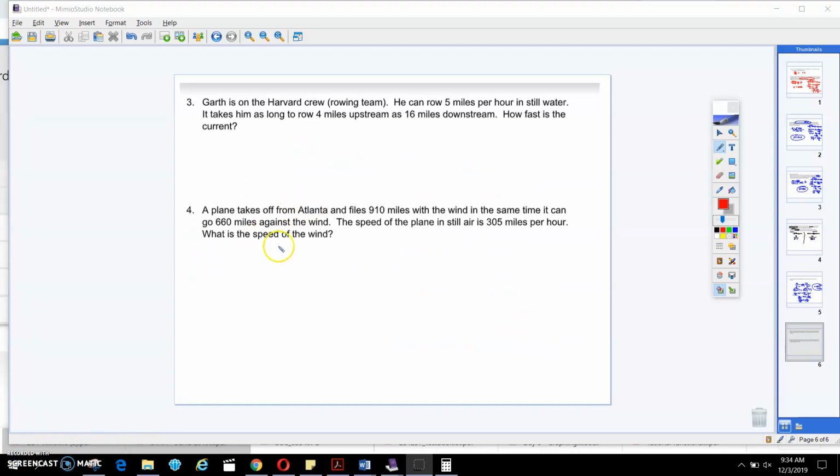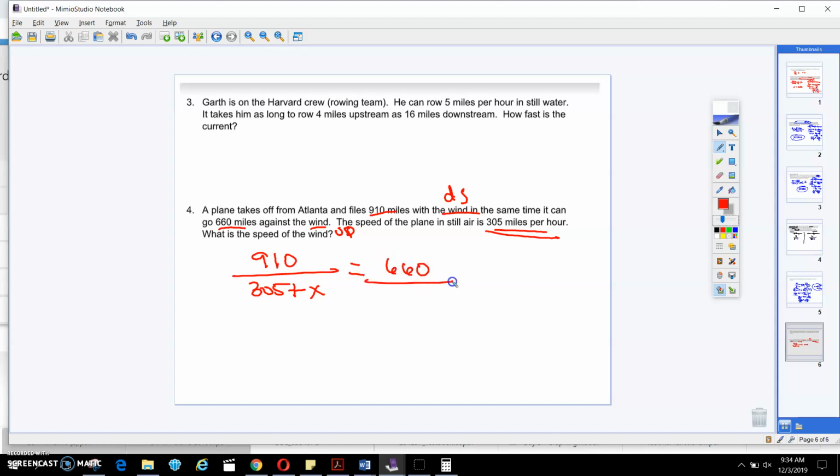All right, so on number 4, I'm going to make sure that you set it up right. It says a plane takes off from Atlanta and flies 910 miles with the wind. That's like going downstream, right? And then it says 660 miles against the wind. That's like going upstream, right? And then it says 305 miles per hour if it's just chilling in the air. So when we write this, it should be 910 over 305 plus x. We're going to set that equal to 660 over 305 minus x.